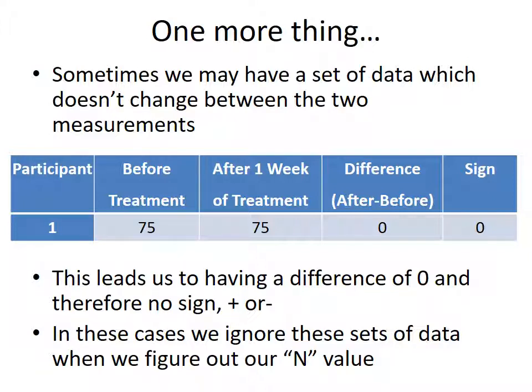So let's imagine that this was included in our data before, so there would have been 9 participants. Here we would have just ignored its difference, its sign, and we would have reduced our n by the number of data sets, so 1, leaving us with 8.